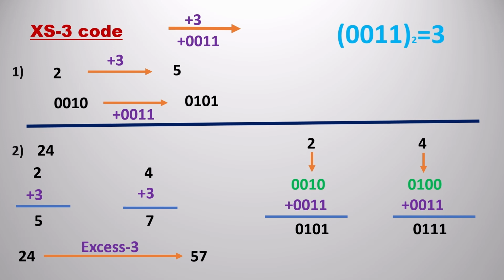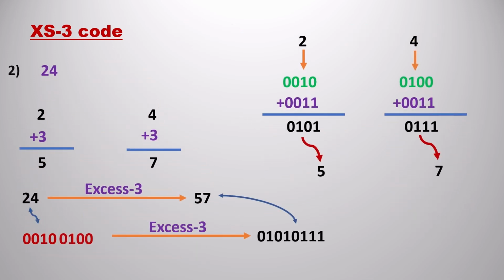The same 24, if you add in binary also, we have to take 2 and 4 separately. That is in binary, 2 is 0 0 1 0, and 4 is 0 1 0 0. So we have to add 3 separately. So 2 plus 3 is 5 and 4 plus 3 is 7. We have to add separately and we have to take the outputs in binary also separately. That is our final output. So the final output is 0 1 0 1 and 0 1 1 1. We have to write it combined as the output.